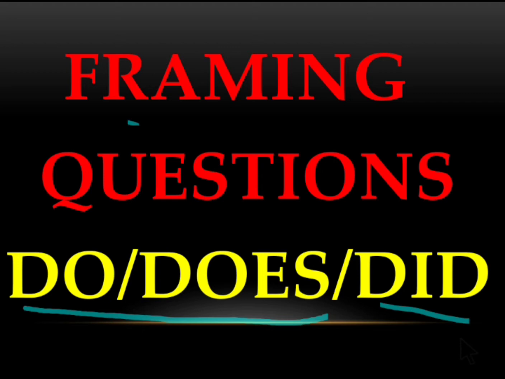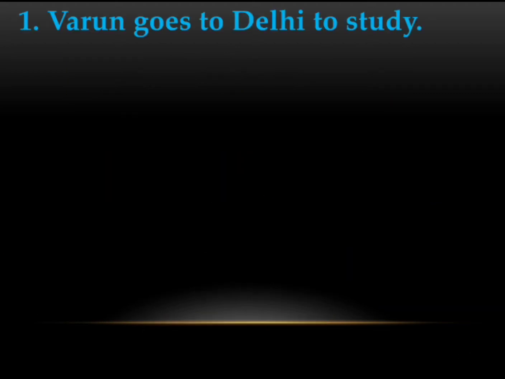Now, the first example, Varun goes to Delhi to study. Here the verb is goes. This is in simple present tense. So if the verb is in simple present tense, the do verbs are either do or does. Now Varun is singular. Since Varun is singular, we use does. And we frame a WH question using does.